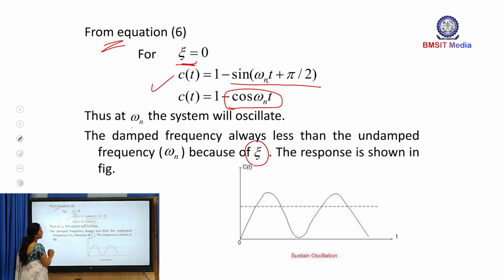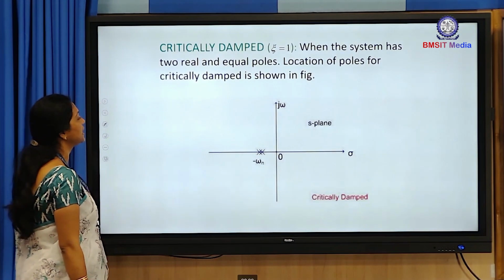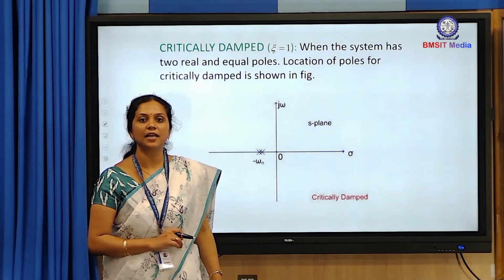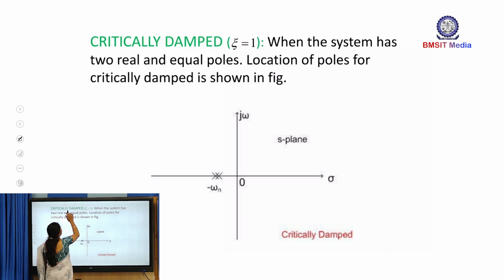Then how is the response for the undamped case? The response for the undamped case is like this. That means the oscillations are called sustained oscillations. Next, coming to the third condition. What is the third condition? The third condition is the critically damped condition, when the value of zeta is equivalent to 1.